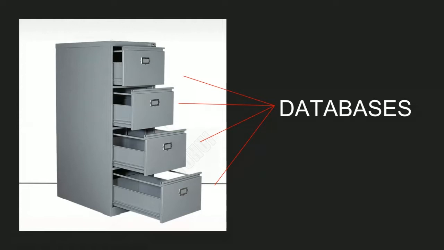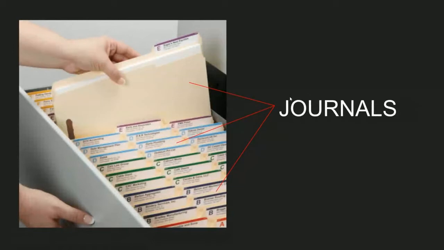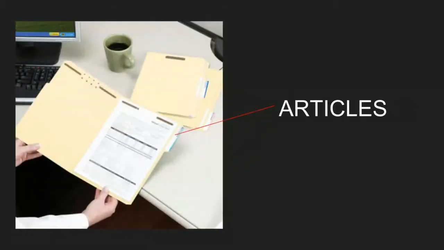So if you think of the database as a metal filing cabinet, then the journals are actually going to be the files within that metal filing cabinet. And so the articles that are published within the journals are actually going to be the papers within each of those folders. So that is really the easiest way to understand exactly what a database is and how they are housed.